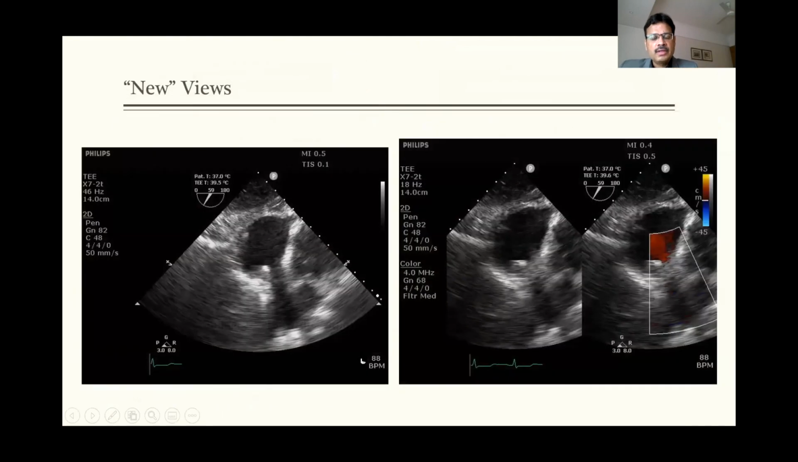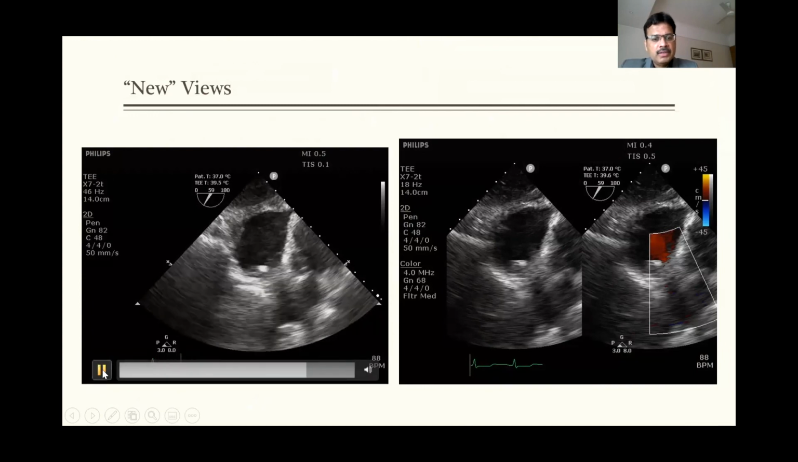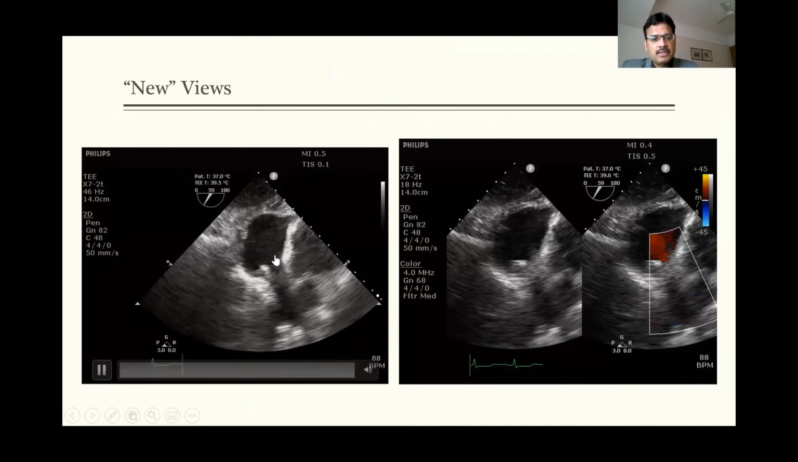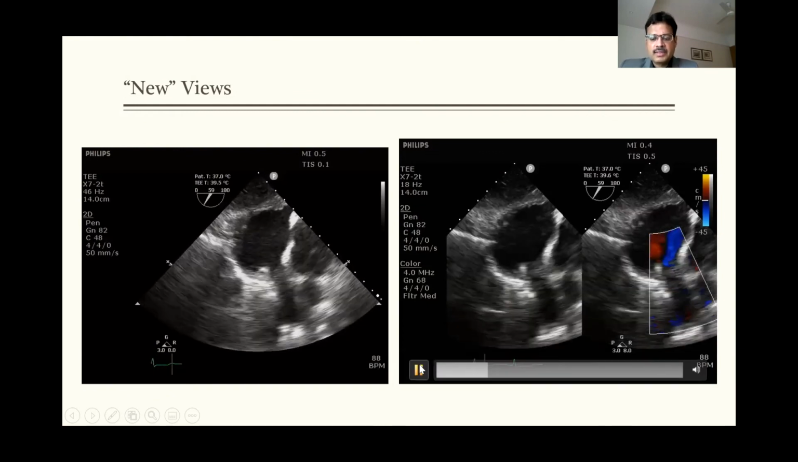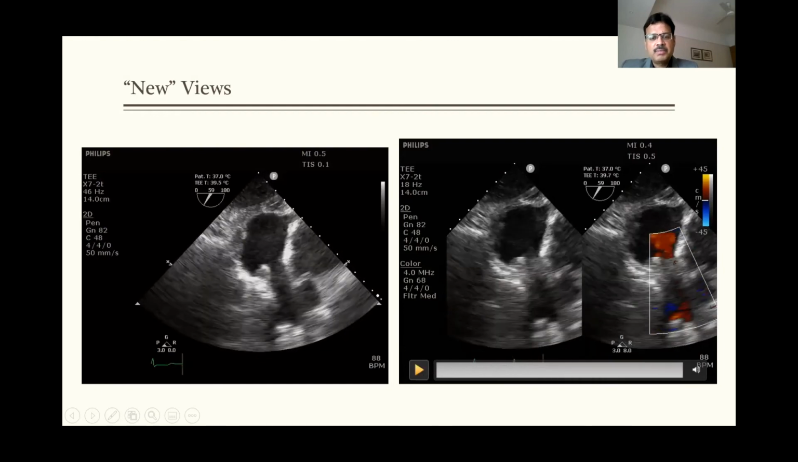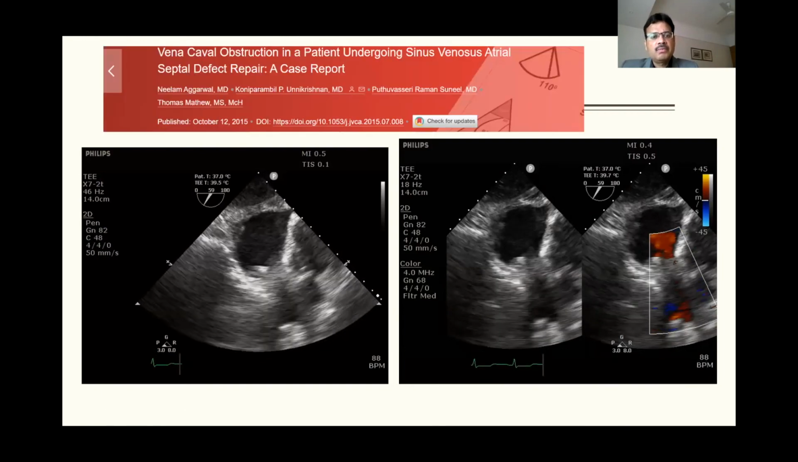Incidentally, whenever we work, we come across some views, and this is one of the views that I developed a few years back, thinking that we had hit upon something new with the SVC in the transgastric. This is the transgastric bicaval view with the SVC, IVC, and the right atrium seen very well. But when we research, we realize that this is a view which has been developed multiple times by various authors, including one from my parent institute.